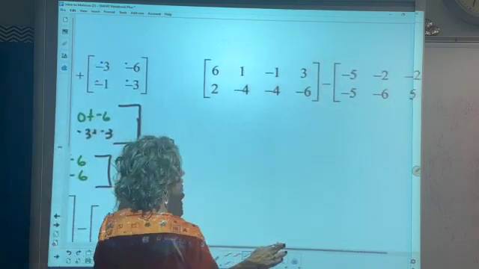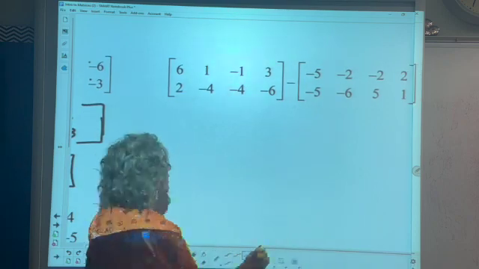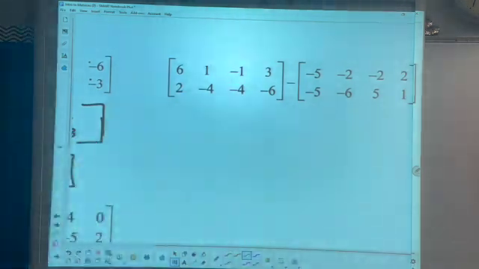Now, I will scroll over here. Let me come over here and move that just a little bit so we can see it a little better.